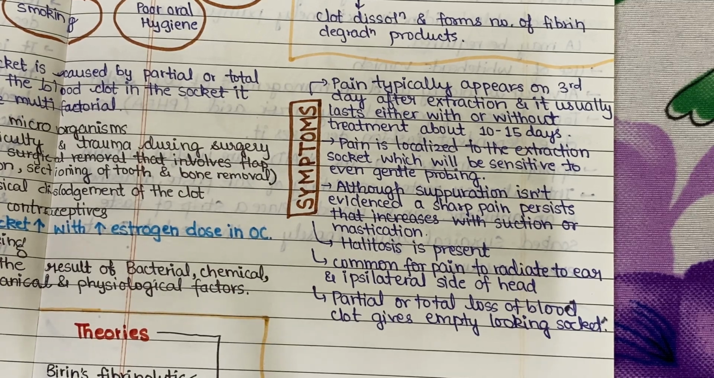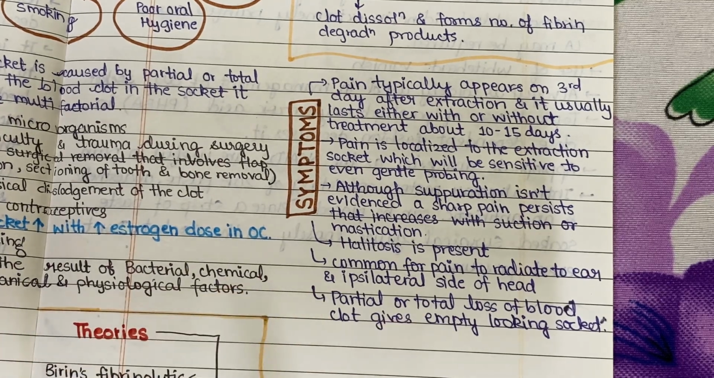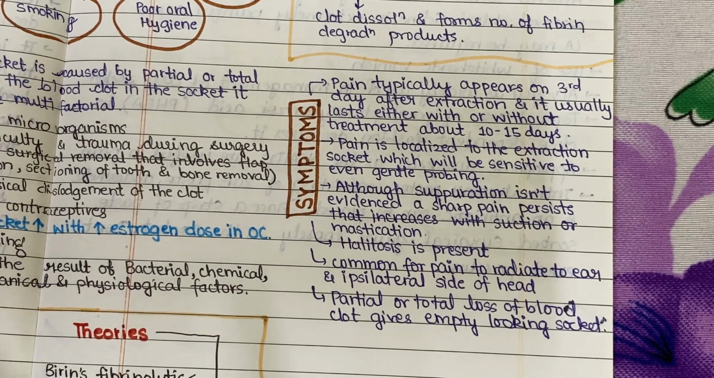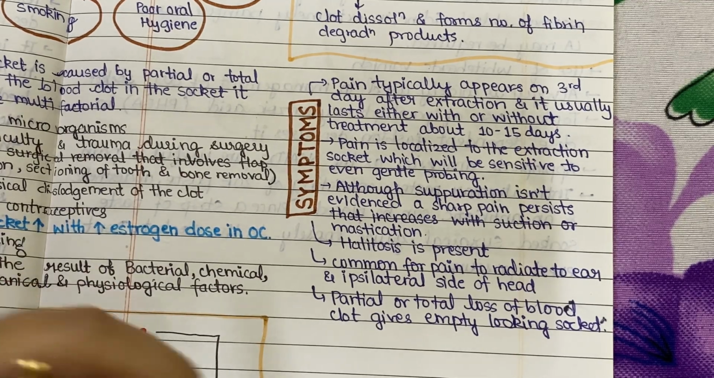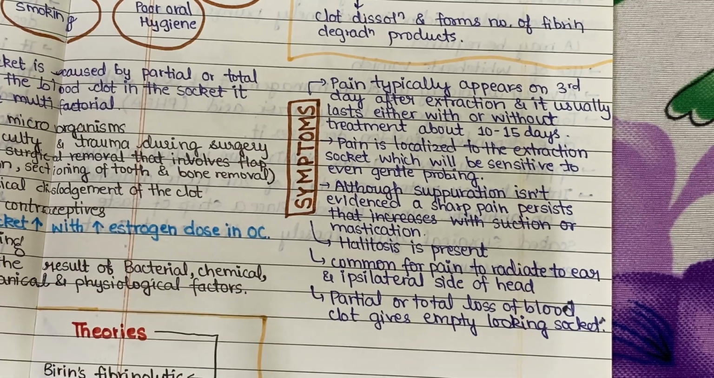Moving on towards the management. The patient should be radiographed to exclude the possibility of retained fragments. So you are radiographing the patient to exclude any retained fragments present in the socket. The next is a significantly reduced incidence of dry socket. It was seen if you are irrigating the socket with betadine and there is a topical application of clindamycin in a gel form. So basically there is a reduced incidence of dry socket if you are irrigating the socket lightly with betadine, and if there is a topical application of clindamycin.